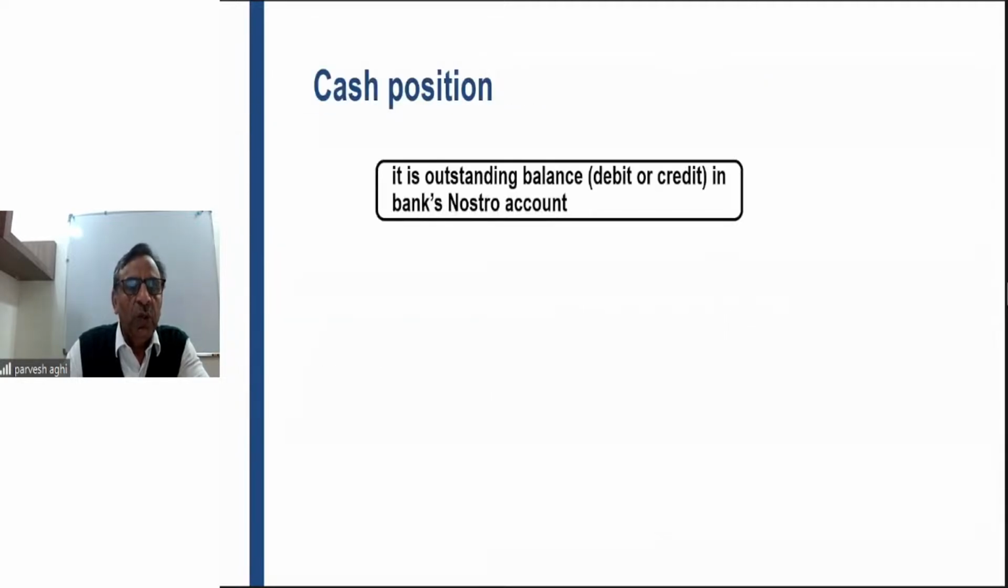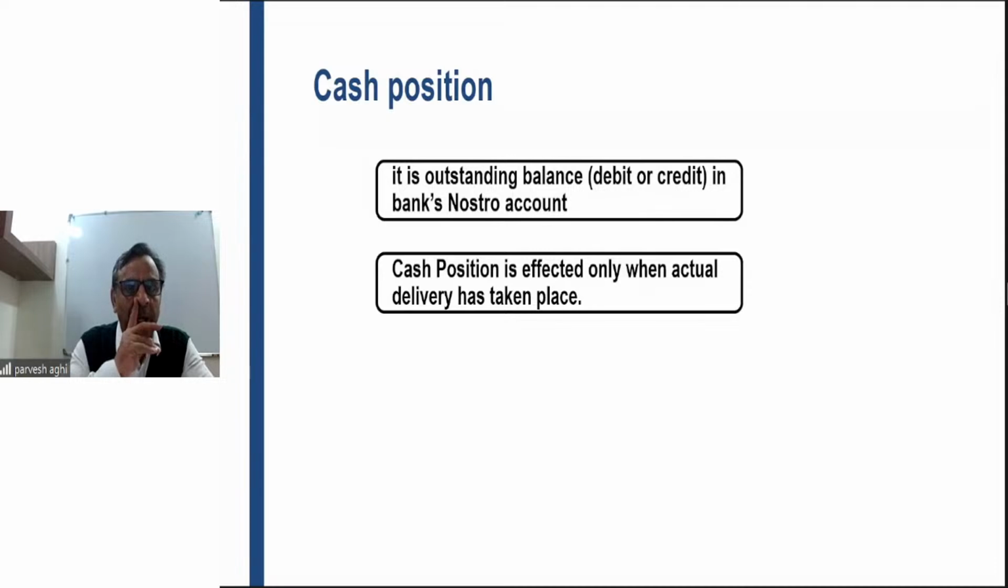Okay. Now the cash position is an outstanding balance, debit or credit, in the bank's nostro account. So this is like a real bank balance. How much money you have, in dollars, say SBI having a nostro account with Citibank. It says, I have $10,000 lying in that account. Cash position is affected only when the actual delivery has taken place. Whenever the transaction materializes, only then is it going to hit your bank account.